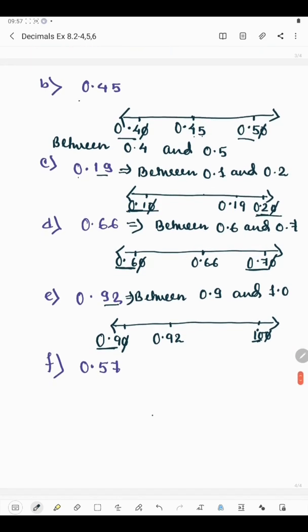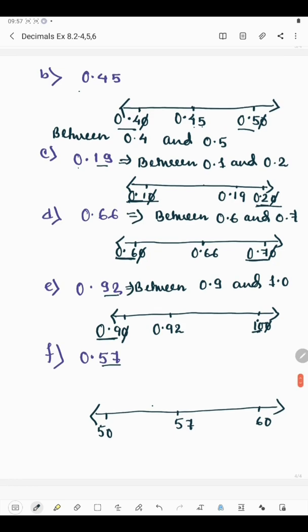The last part we have 0.57. Now where does it lie and between which two numbers does it lie? So again, if you ignore the point here, it will become 57 only, right? So 57 is, suppose, here, that means it lies between 50 and 60.